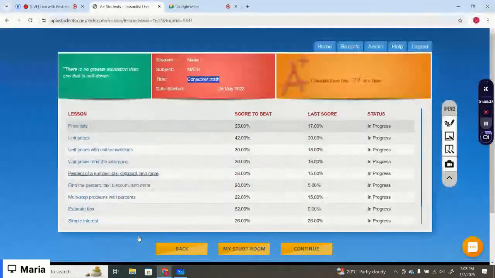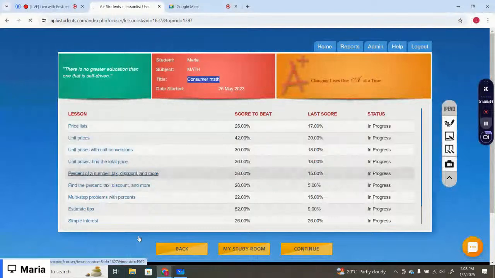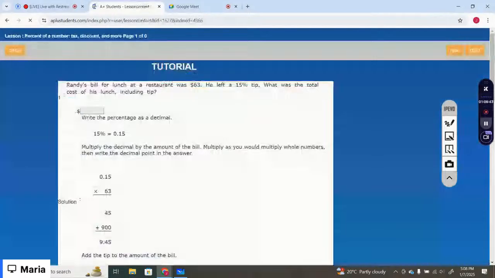Here I'm on grade 8 math. Let's just start with the lesson that is percent of a number, tax discount, and more. Randy's bill for lunch at a restaurant is $63. He left a 15% tip. What was the total cost of his lunch including tip?